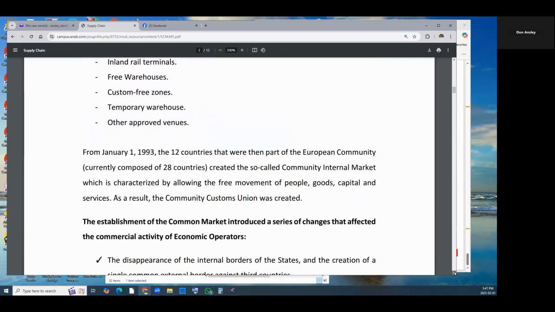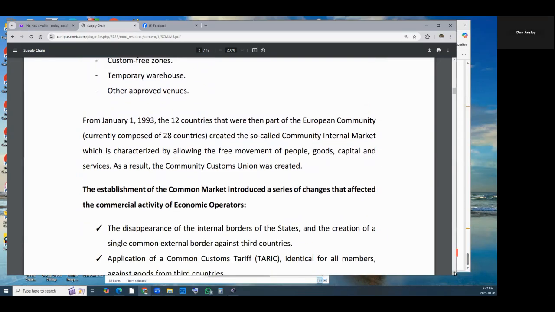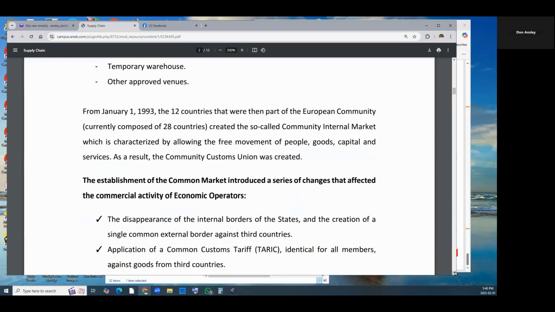And as from January 1st, 1993, the 12 countries that were part of the European Community, currently composed of 28, created a so-called community internal market, which is characterized by allowing the free movement of people, goods, capital, and services. As a result, the Community Customs Union was created, and the establishment of the common market introduced a series of changes that affected the commercial activity of the economic operators.